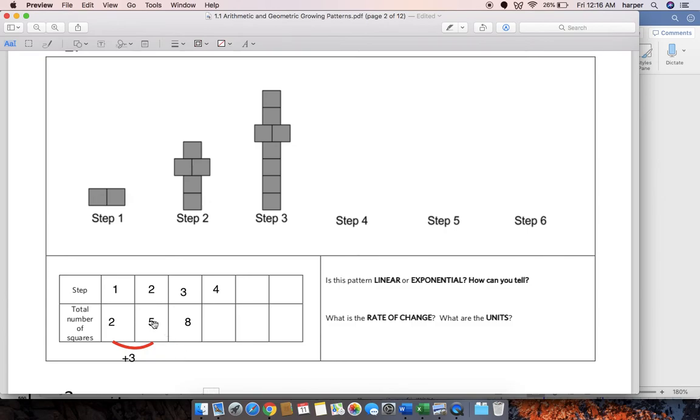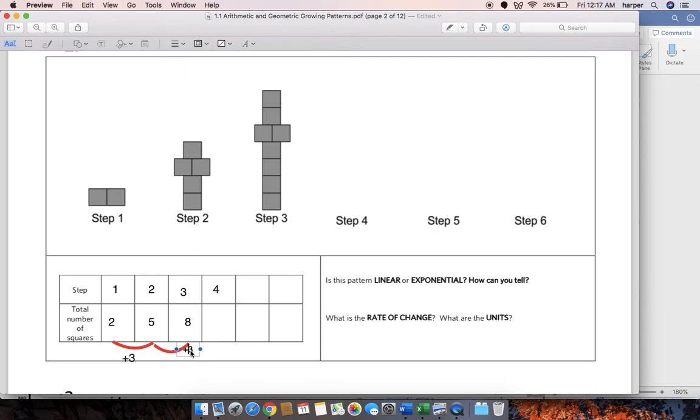So from 5 to 8, can I multiply 5 by any number in order to get 8? Well, not really. So we know that it's not multiplication, but can I add a number to 5 to get 8? Yes. Plus 3. Wow. This one was pretty straightforward. We already realized the pattern so far, plus 3. So with that pattern in mind, what would the next 2 be?